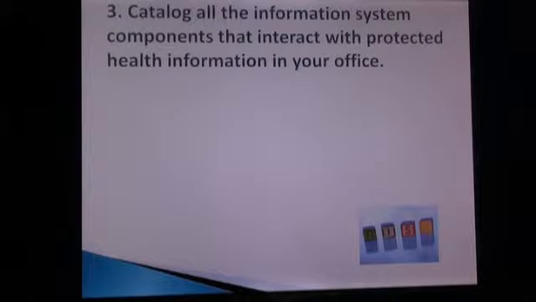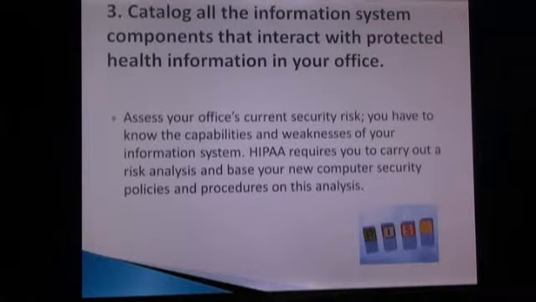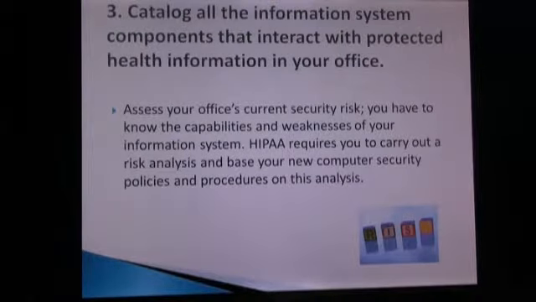3. Catalog all the information system components that interact with protected health information in your office. Assess your office's current security risk. You have to know the capabilities and weaknesses of your information system. HIPAA requires you to carry out a risk analysis and base your new computer security policies and procedures on this analysis.